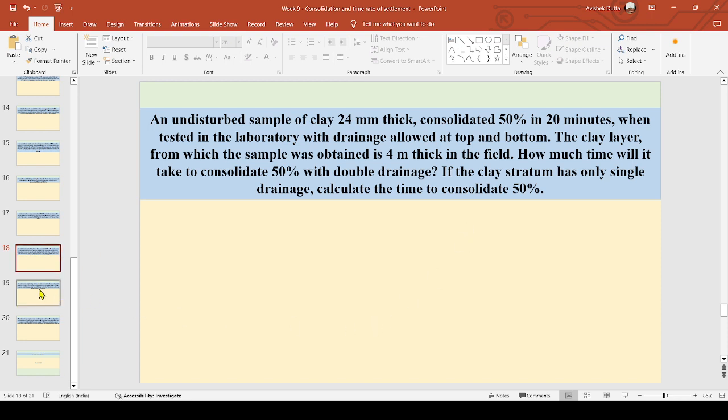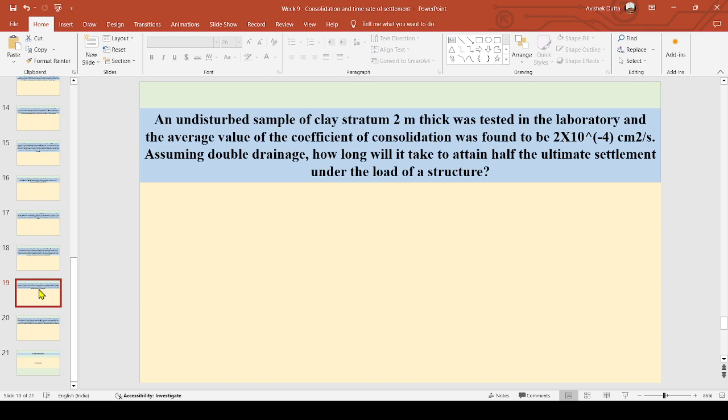Okay. Next question. An undisturbed sample of clay stratum 2 meter thick was tested in the laboratory and the average value of the coefficient of consolidation was found to be 2 into 10 to the power minus 4 centimeter square per second. Assuming double drainage, how long will it take to attain half the settlement under the load of a structure?